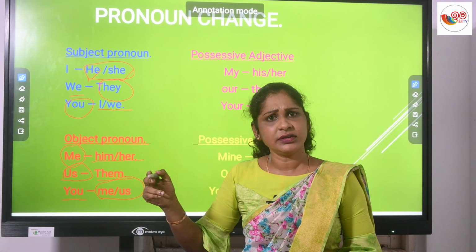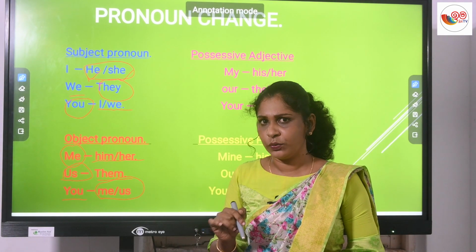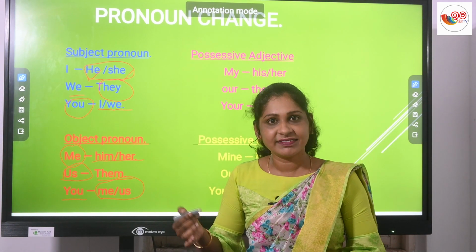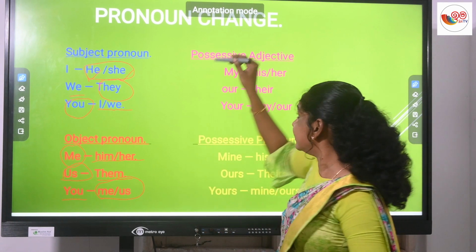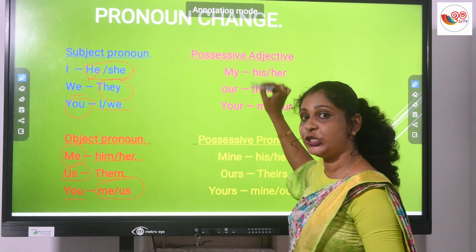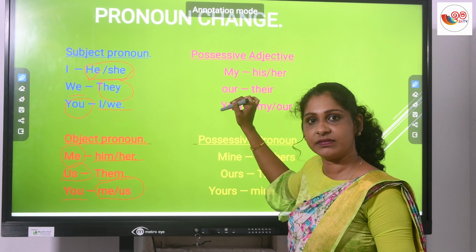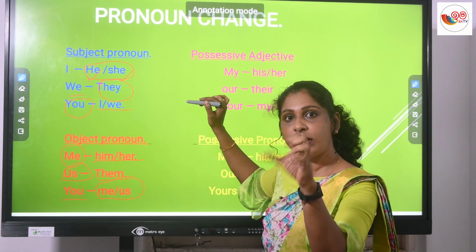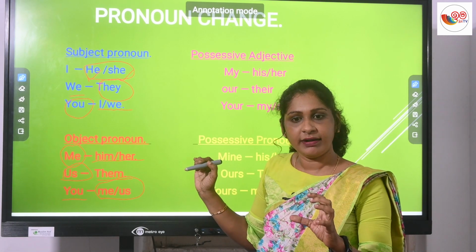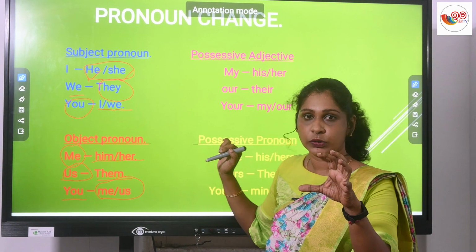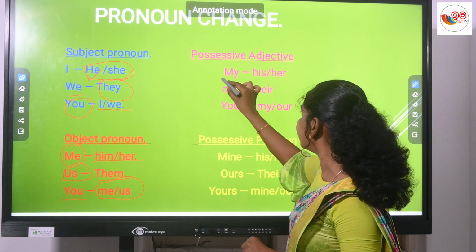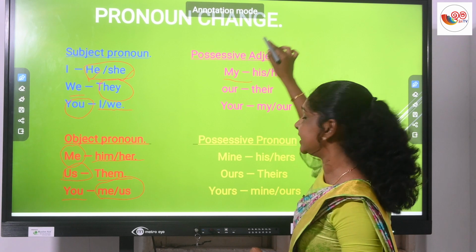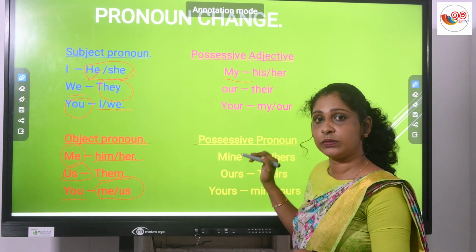Look at this. Possessive adjective. An adjective always comes with a noun. That's already we know. It describes a noun. Likewise, this pronoun functions as an adjective, but it talks about possessiveness, the ownership of someone. Look here. So always this possessive adjective will come with a noun.